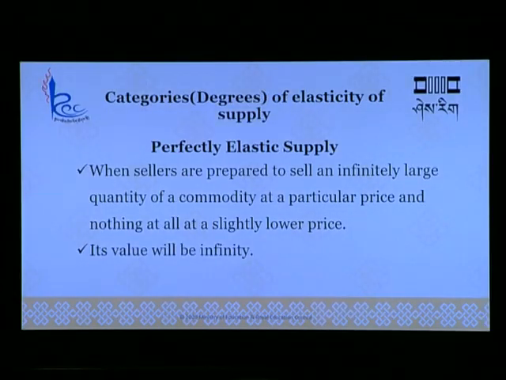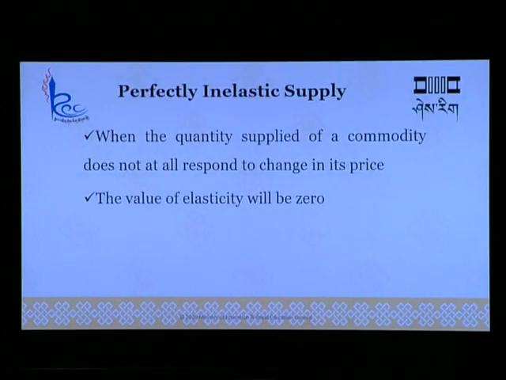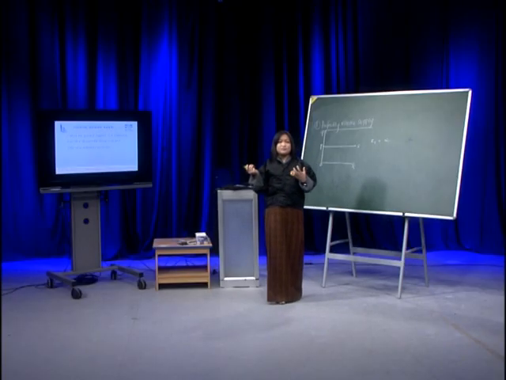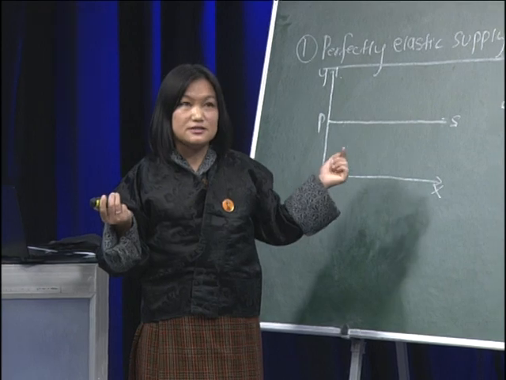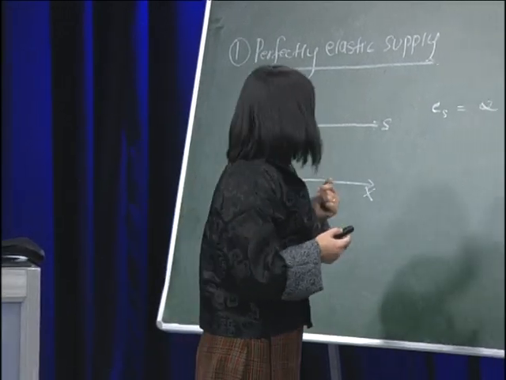So now with this graph, let's look at the definition of perfectly elastic supply. When the sellers are prepared to sell an infinitely large quantity of commodity at a particular price and nothing at a slightly lower price, it is called perfectly elastic supply. Okay, now let's look at the next category, that's perfectly inelastic supply. Perfectly inelastic supply is the opposite of what we have discussed in the first topic, that's perfectly elastic supply. So now we are going to look at it with the help of a graph.